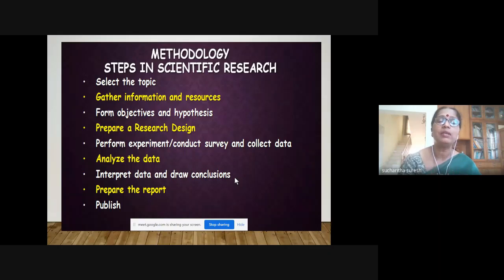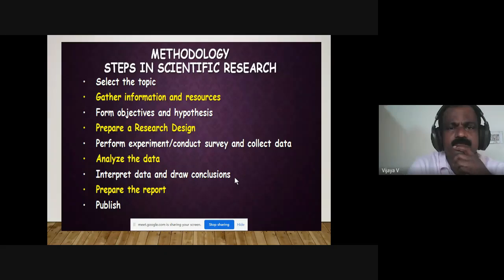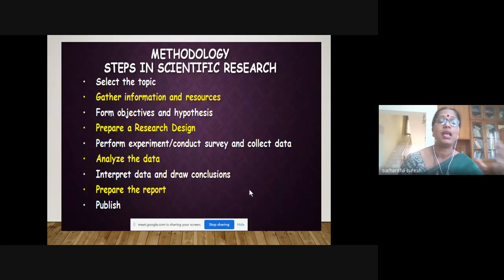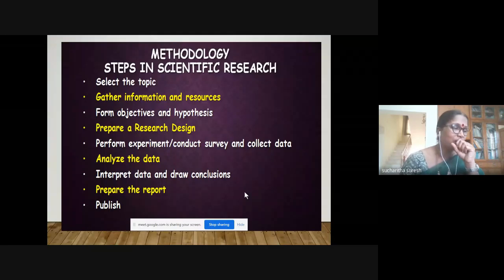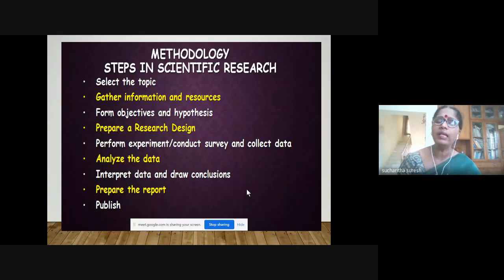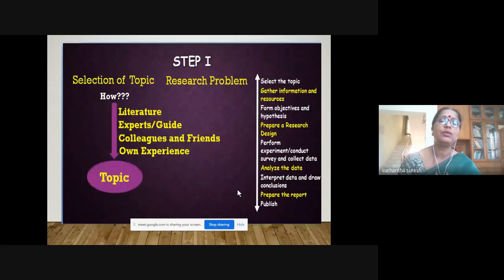So I started with the steps in scientific research: select the topic first and gather the information, that is literature review, form objective and hypothesis, and prepare a research design, then conduct a survey and collect the data, then analyze the data using statistical techniques. Then interpret, that means the analyzed data has to be interpreted and conclusions drawn. And the last step is preparation of the report, and then we have to publish that. In that, we have seen the first step, that is selection of the topic or the research problem. How to select, we have seen.